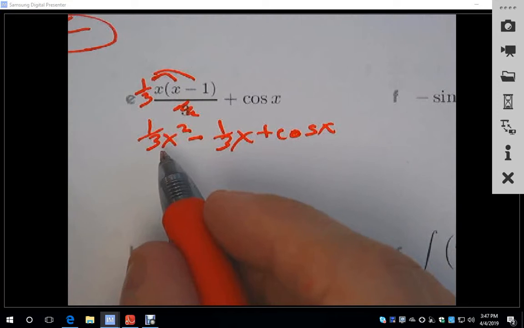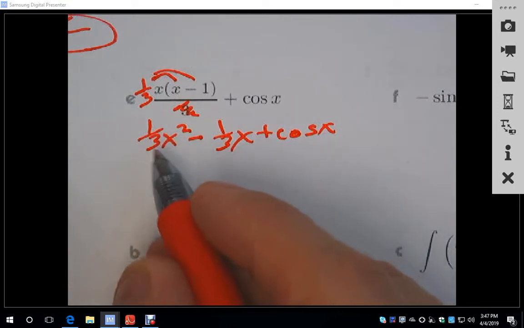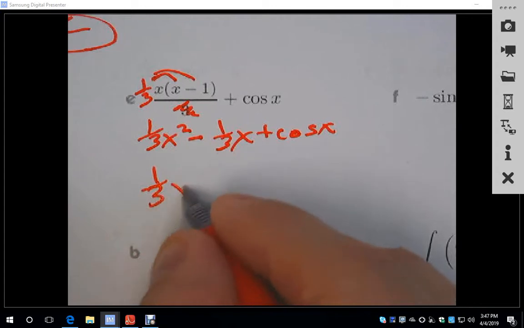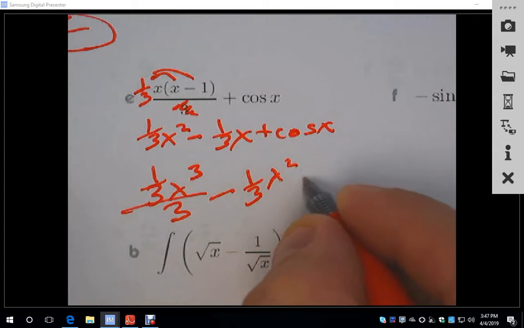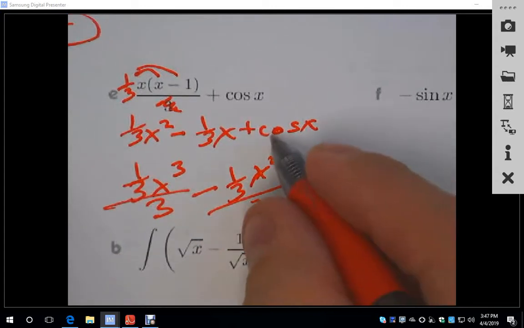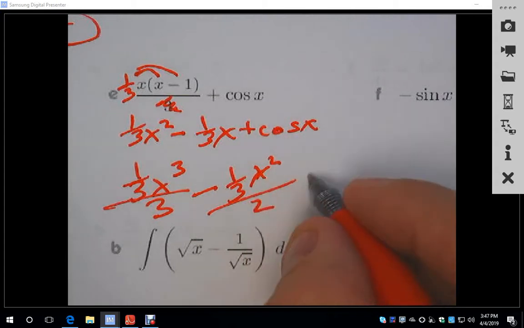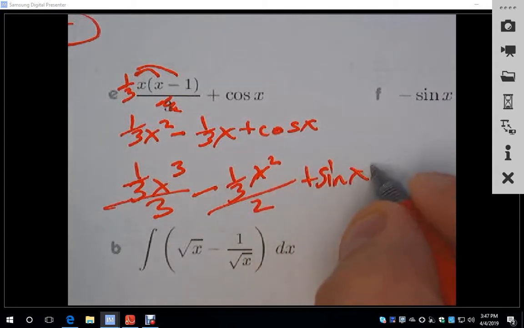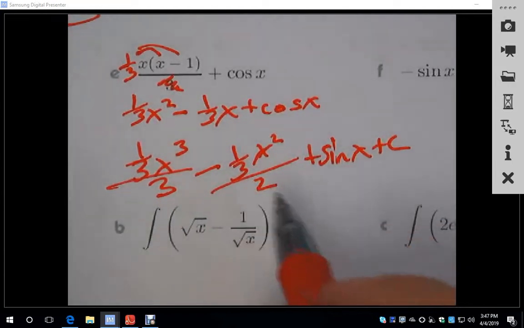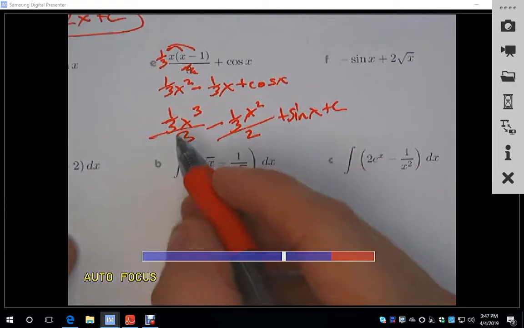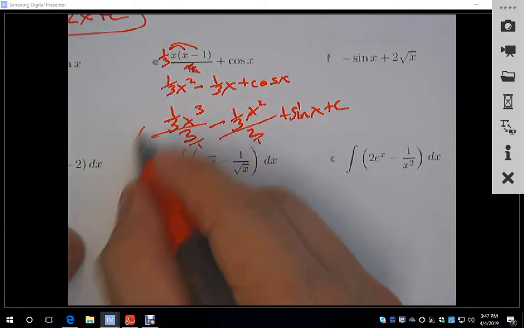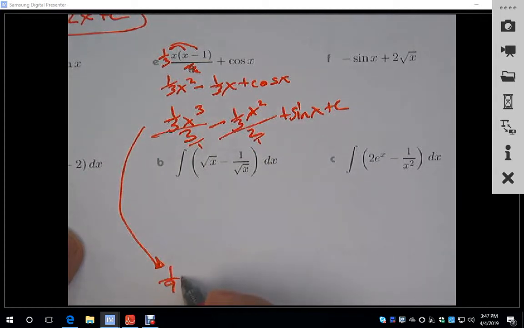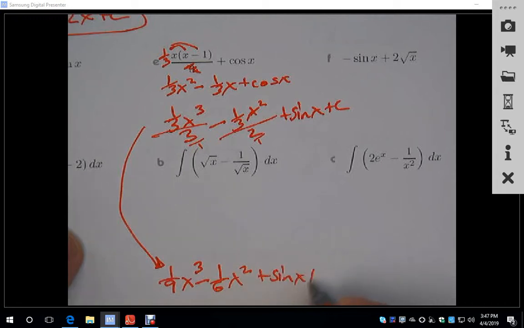And so when I take the integral, I'm going to get 1/3 x cubed over 3 minus 1/3 x squared over 2. And then cosine of x would become sine of x, so I have plus sine of x plus c. Now, I would stop here, but I have a fraction divided by a fraction, so I'm going to rewrite this, take the reciprocal. That's going to give me 1/9 x cubed minus 1/6 x squared plus sine of x plus c.